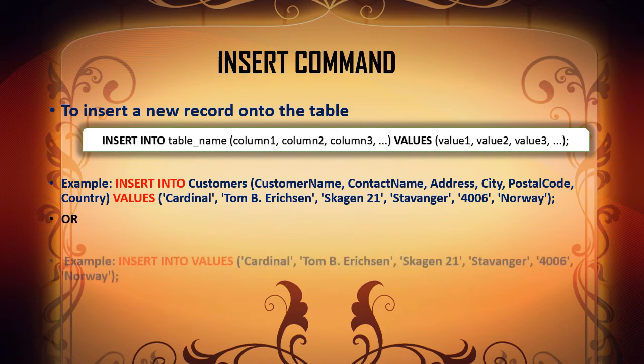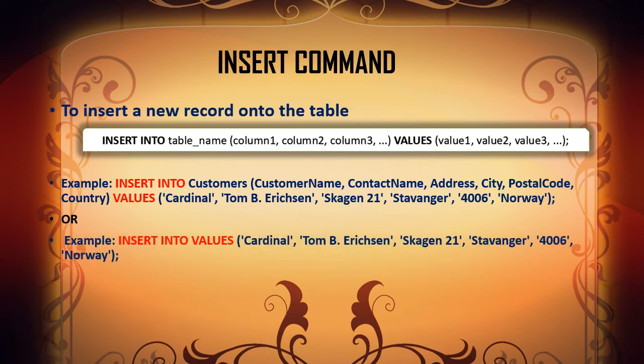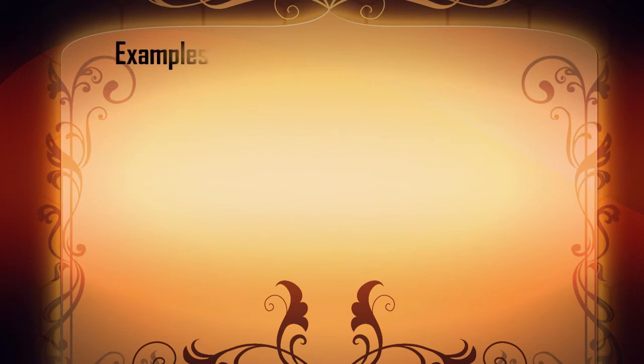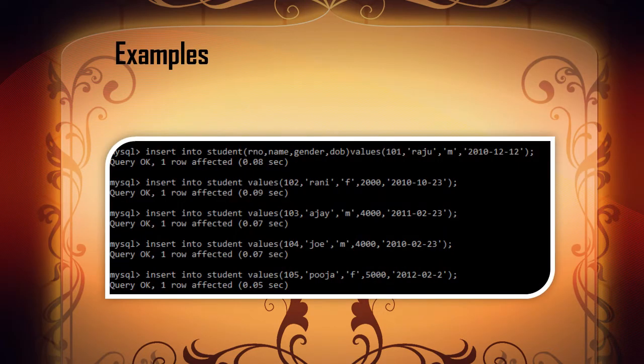Or without mentioning the column names, if you are going to give values for all the columns, there is no need to mention the column names, directly you can give the values. So for example, insert values for the student table: roll number, name, gender, date of birth. I'm inserting these 4 values. So here only these 4 columns alone I insert the values.